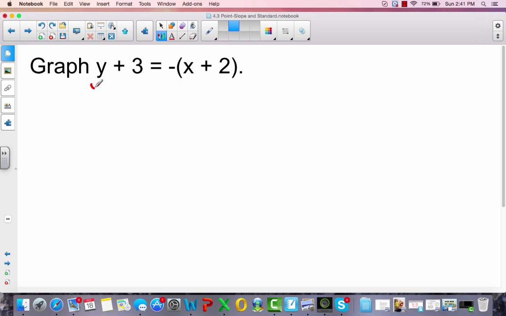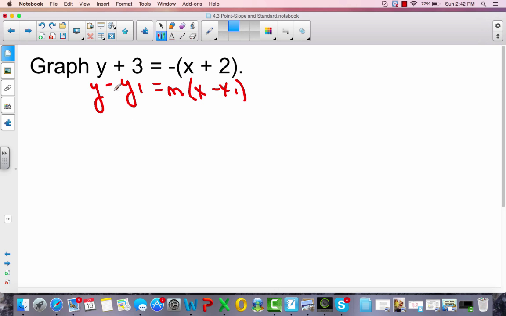Let's write the formula. y minus y1 equals m times x minus x1. Remember, I pointed with my finger. Remember, it's y minus and x minus. You do this one, pause the video, and get back with me.